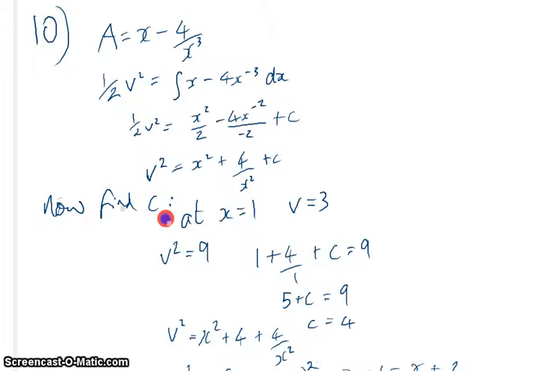Now, using the initial conditions given to me in the question, I can say, okay, what's the constant? I've not gone for v, I've kept it at v squared, which means that I do need to square this. Substitute everything in, and I find my constant. Easy enough.